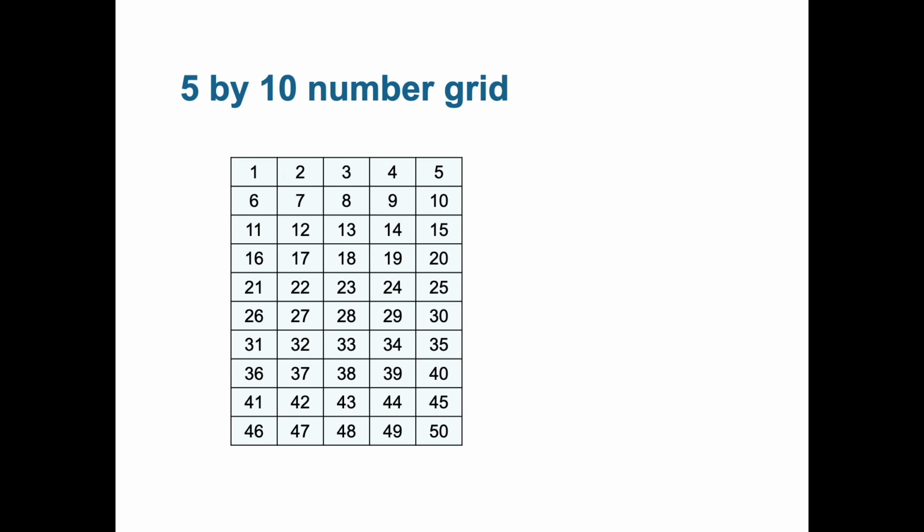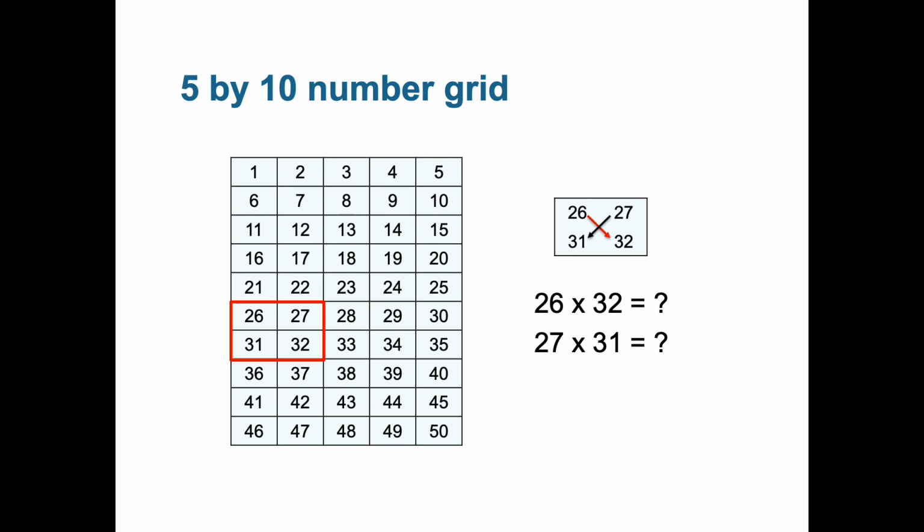Here's a new number grid. Again, nice and clean. Let's select 4 more. There we go. Take them out of the grid so we can just look at them. So we've got 26, 27, 31, 32. So we're going to multiply the top left number again by the bottom right, 26 times 32, and the top right-hand number by the bottom left, 27 times 31.